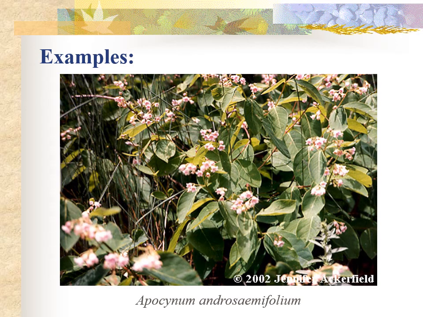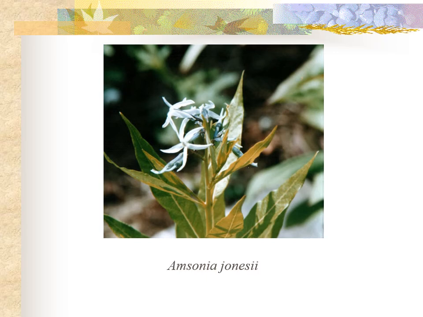This is one of the most common members of the family found in Colorado, Apocynum androsaemifolium, commonly known as dogbane. And I would say there's a pretty good chance you'd run across this plant on almost any hike you take out in the foothills. Amsonia jonesii is only known from a couple of counties within Colorado, and if you take a look at the leaf arrangement, it is actually alternate rather than the opposite leaf arrangement that we normally see in the family.